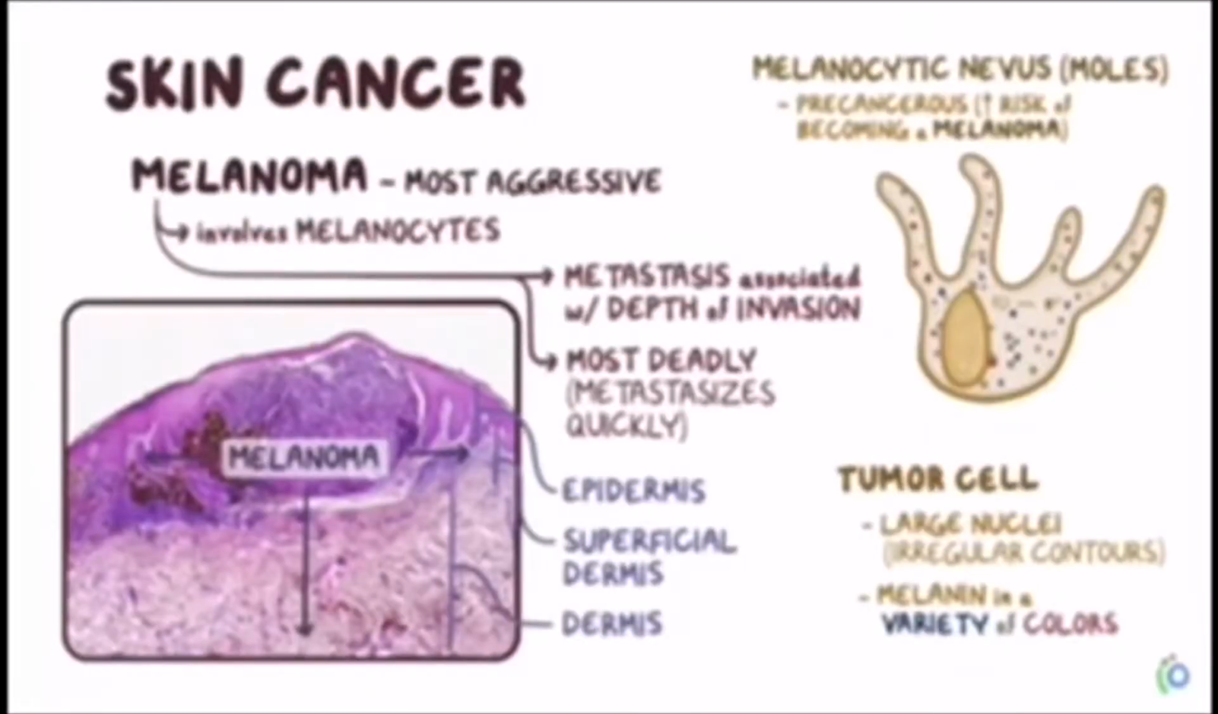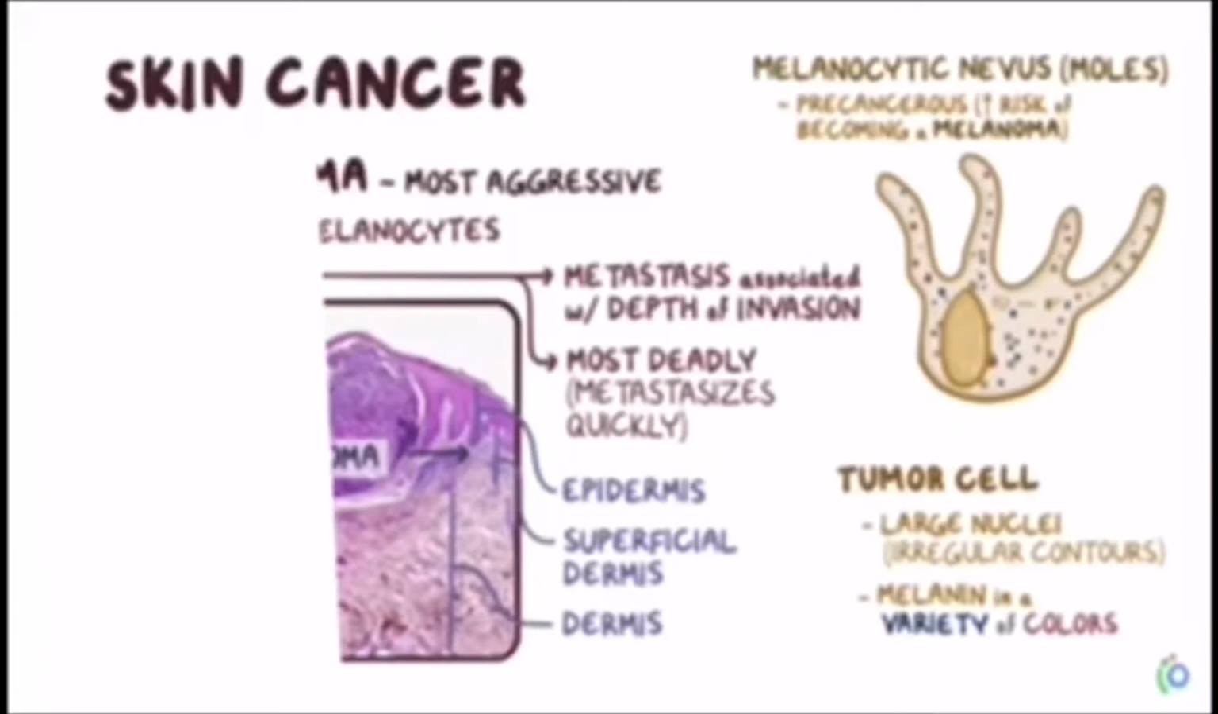Melanoma has to do with the growth of our melanocytes. Moles can be considered precancerous because they involve a lot of melanocytes, which increase the risk of melanoma. Melanoma can grow horizontally and vertically through the layers of the skin. As we stated before, melanoma is considered the most deadly because it can metastasize quickly. The tumor cell has a large nucleus and produces melanin with a variety of colors.